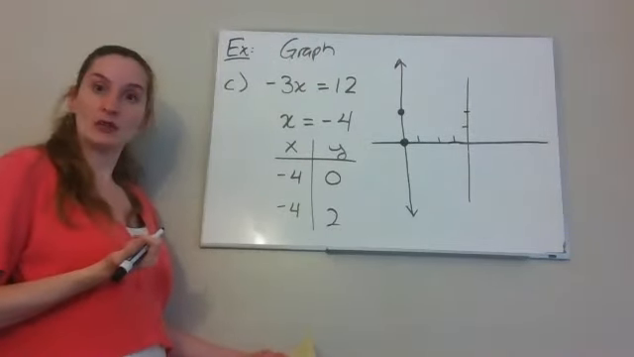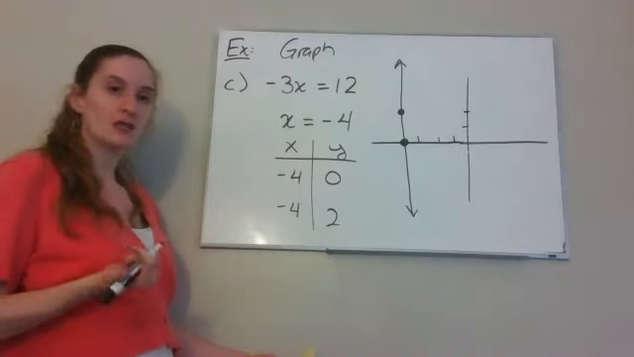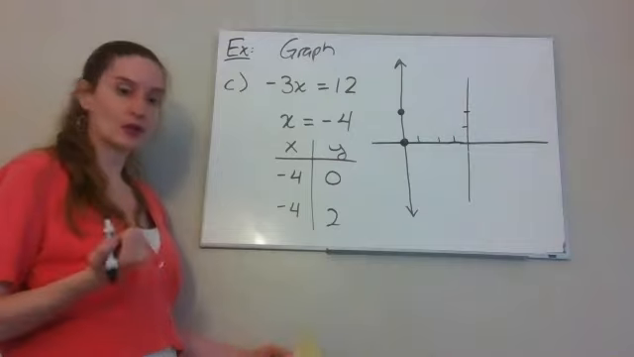So when you have an equation that's just y equals a number, you get a horizontal line. And when you get x equals a number, it's a vertical line.